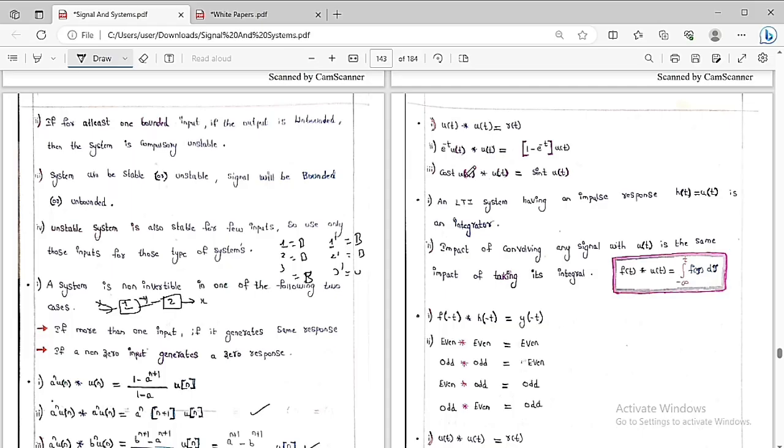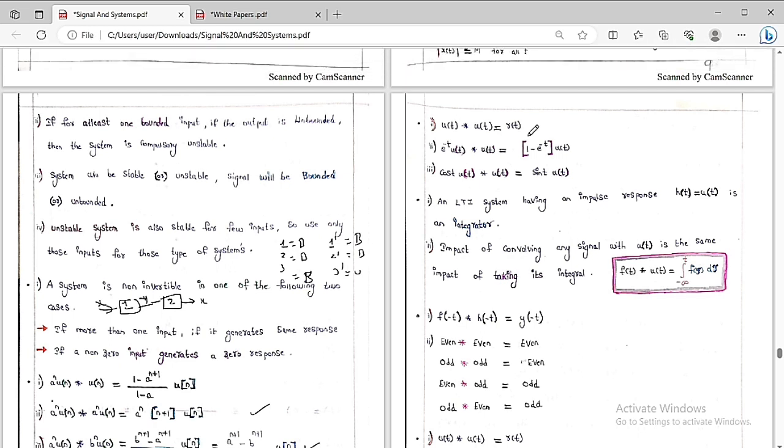Now, the next point that we are going to discuss is u of t convolution of u of t is equal to r of t. So, u of t convolution of u of t is nothing but r of t. So, what's the meaning of this? We can write u of t convolution of u of t as the integration from minus infinity to t of u of tau into d tau.